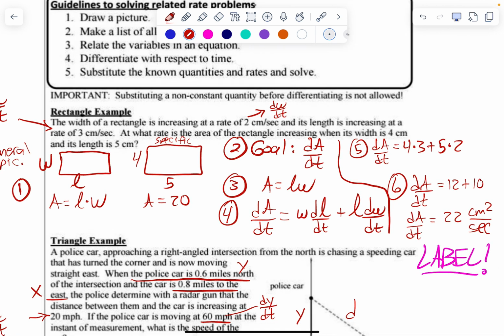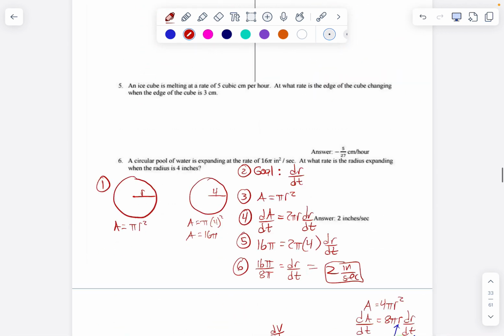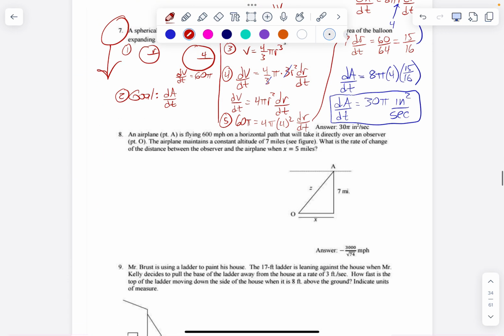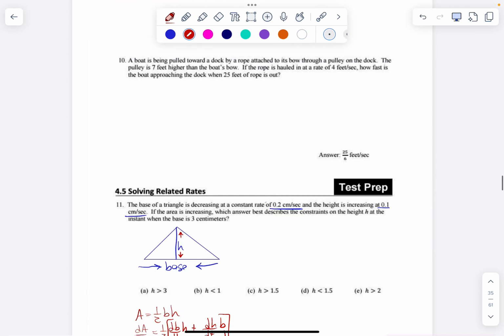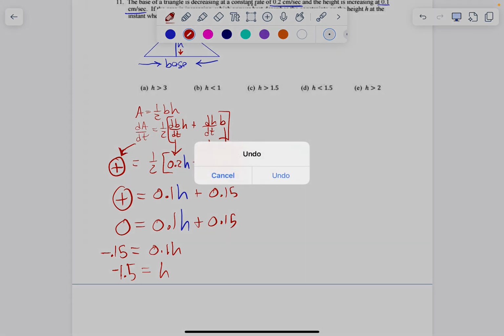So even though the area formula for a rectangle is pretty simple, it still kind of looks worse when we take the derivative because of the product rule. So don't forget to do that. It's not just dL/dt, dW/dt. And I guess we just did that also with the triangle. Anyway, point is, be careful on your derivatives.